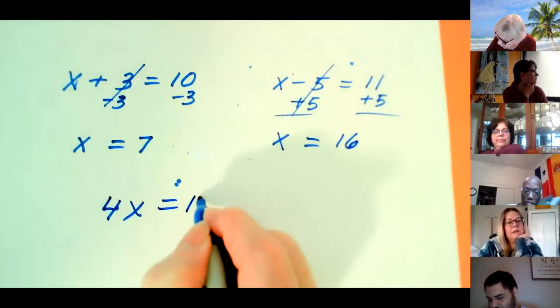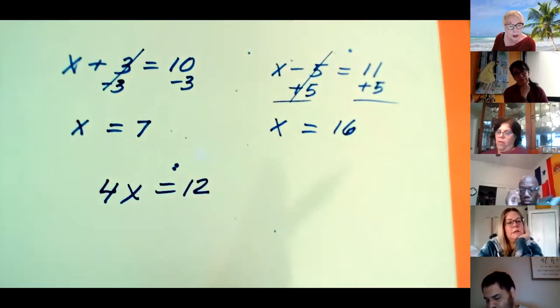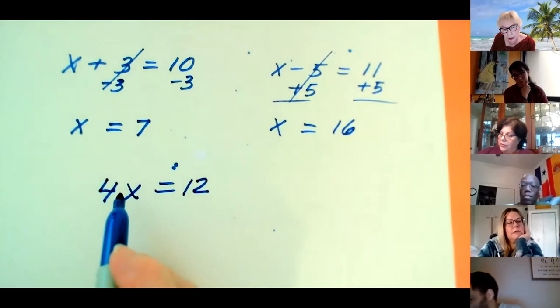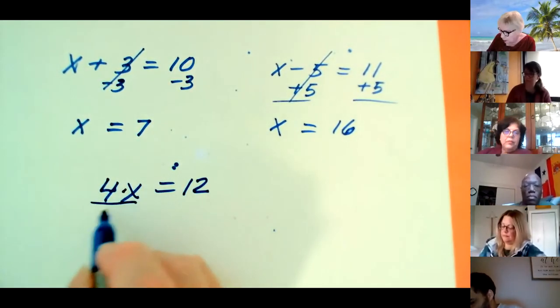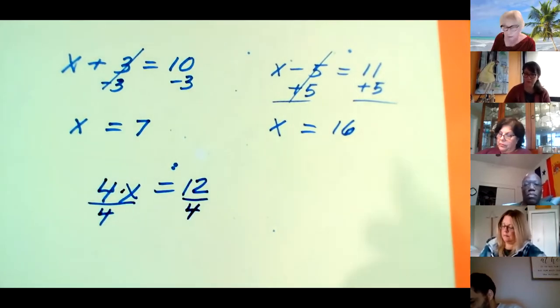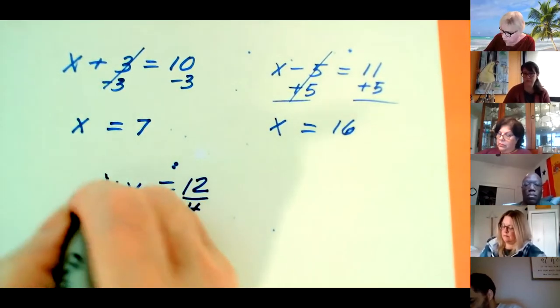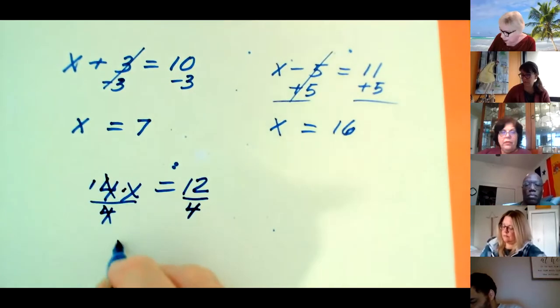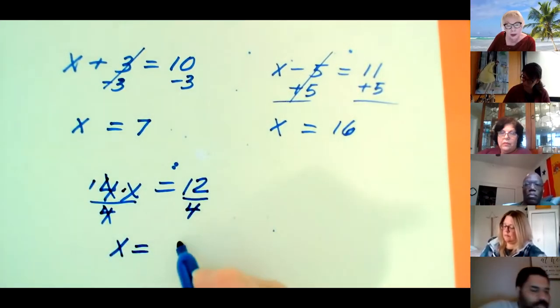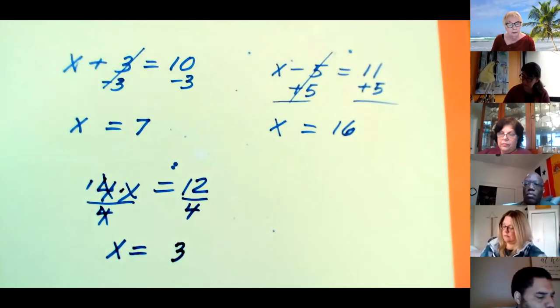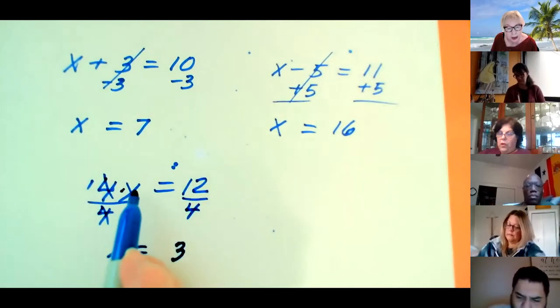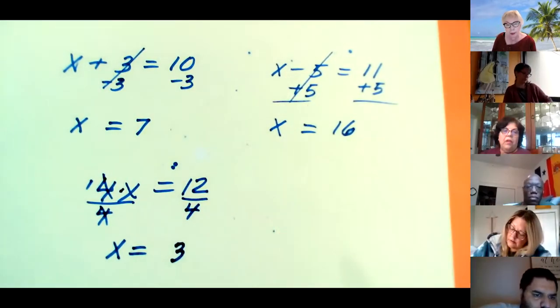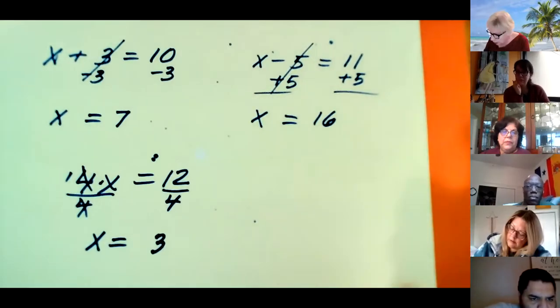4x is 12. This is one step. This is the one that you do know. This is assumed to be multiply. The one step is to divide. 4 over 4 is 1. 1x is x, and this is 3. One step. You figure out where the x is. You look to see what's there, and you do the opposite, and so on. There's one more in this category.